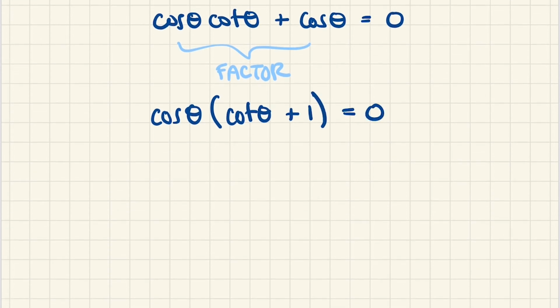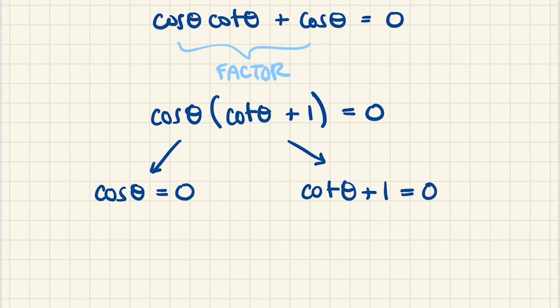is equal to 0. Now we can use something called the zero factor property, or zero product property, where if you have two quantities multiplied together equaling 0, and you're in the middle of solving an equation, you get to separate and say, well, one or both of them is equal to 0. In other words, we can split this and say we have the equation cosine of theta is equal to 0, and we have the equation cotangent of theta plus 1 is equal to 0.